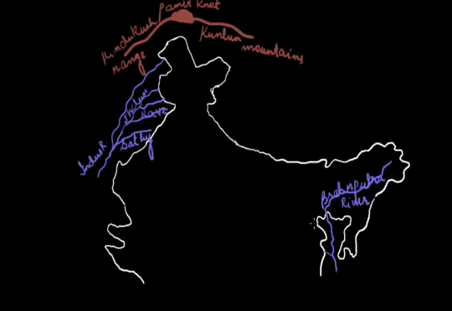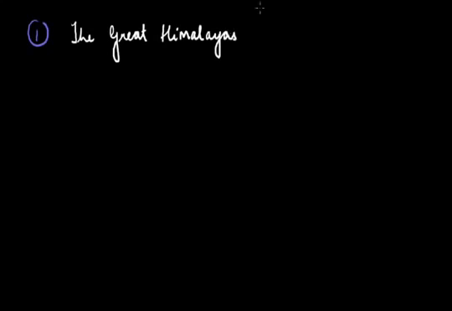The first being the Great Himalayas or the Inner Himalayas, second being the Lesser or the Middle Himalayas, and the third being the Outer Himalayas or the Sub-Himalayas, which are also known as the Shivalik range. Before having a look at the Himalayas, first you can just watch what the classifications are. First being the Great Himalayas. These are also known as the Inner Himalayas.